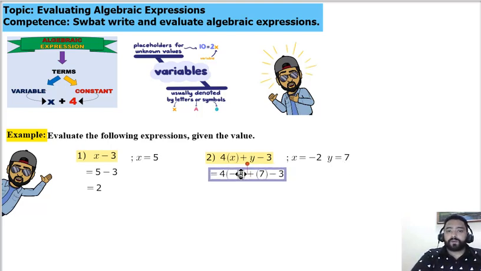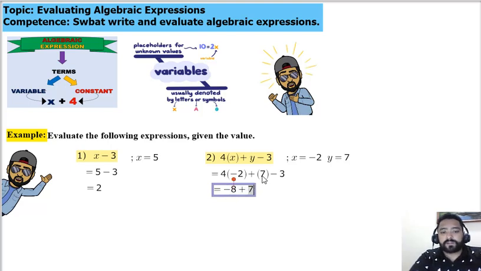Anytime that you replace or substitute a value, try to use parentheses, because sometimes we're going to have a combination of signs where we need to apply the integer rules. Here we have this multiplication, 4 times negative 2. Remember, different signs for multiplication, it's going to be negative 8, plus 7, and minus 3. According to the rules for order of operations, we need to start from left to right. So negative 8 plus 7 is going to be negative 1.